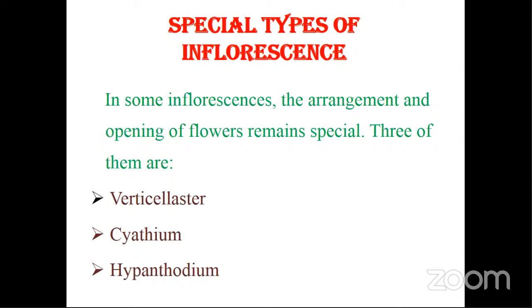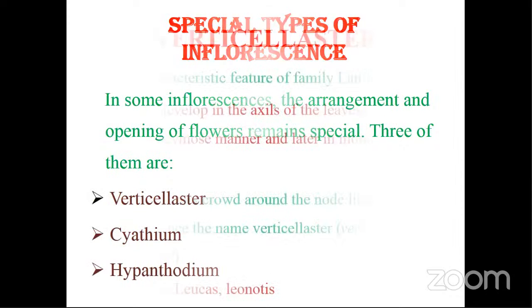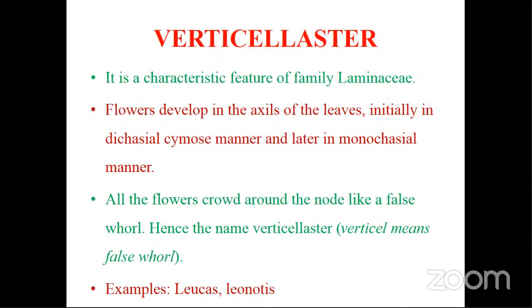Verticillaster means false whorl like inflorescence. Cyathium means single flower like inflorescence. Hypanthodium is fruit like inflorescence. So let us see verticillaster. Verticil means whorl. As it is a false whorl like inflorescence, it is given the name verticillaster. It is a characteristic feature of members of Lamiaceae, the Tulasi family.